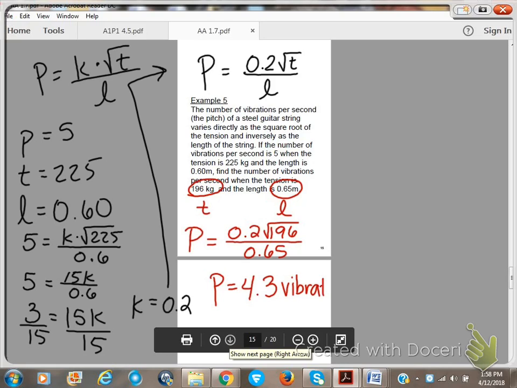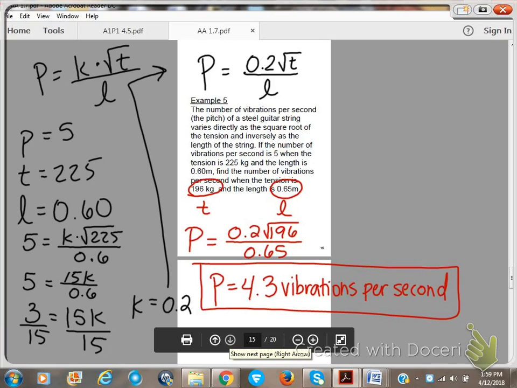Vibrations per second. Not too bad. Just can't get lost or you're in trouble. That is true.